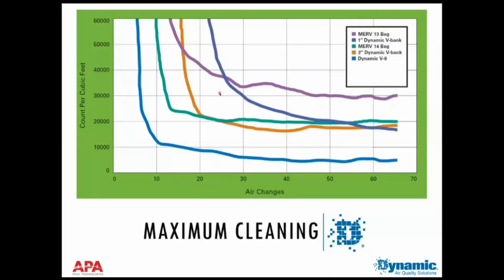This is a graph looking at, in a research system, particle levels at 0.3 microns. So the particle count at 0.3 micron in a research system. And what do you get there? Again, what you see typically is that it'll go to a certain plateau, and the highest plateau is a MERV 13 filter, then a MERV 14 filter is the screen guy. The 1 and 2 inch V-banks of our glass media come in about the same place.